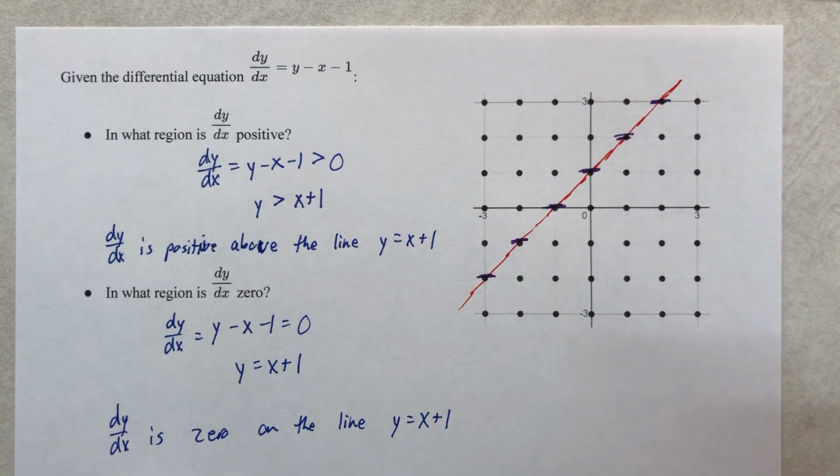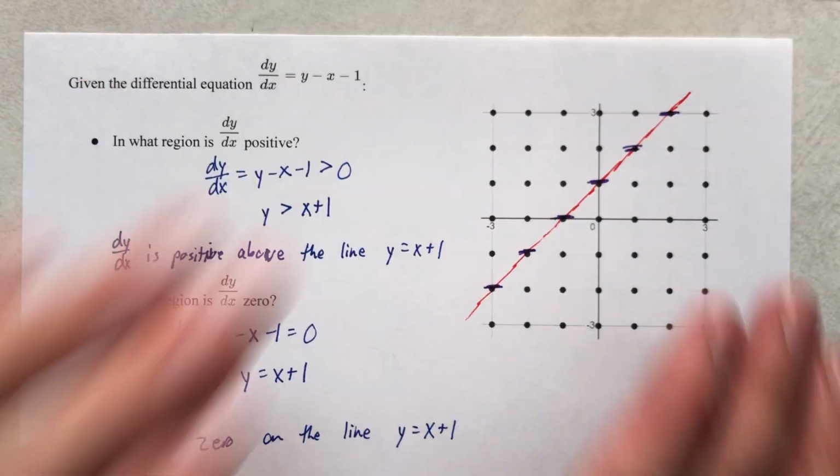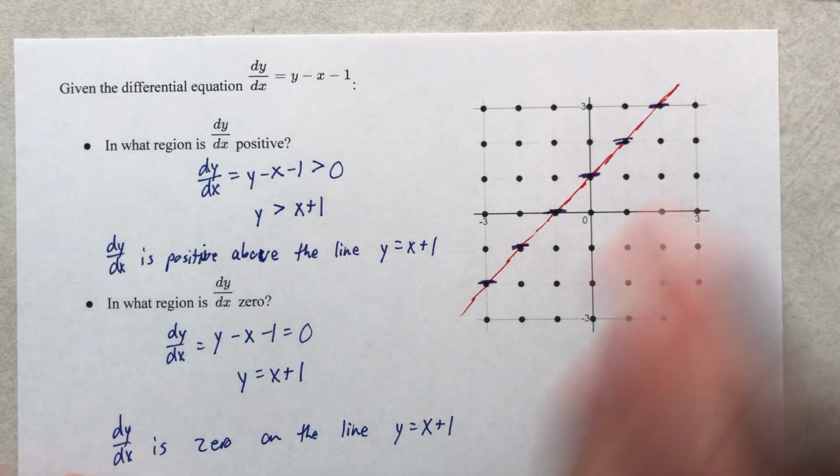But this is a line that differentiates between, differentiate, get it? Derivative. It kind of is the boundary between positive slopes, negative slopes, and those are where the slope is 0.